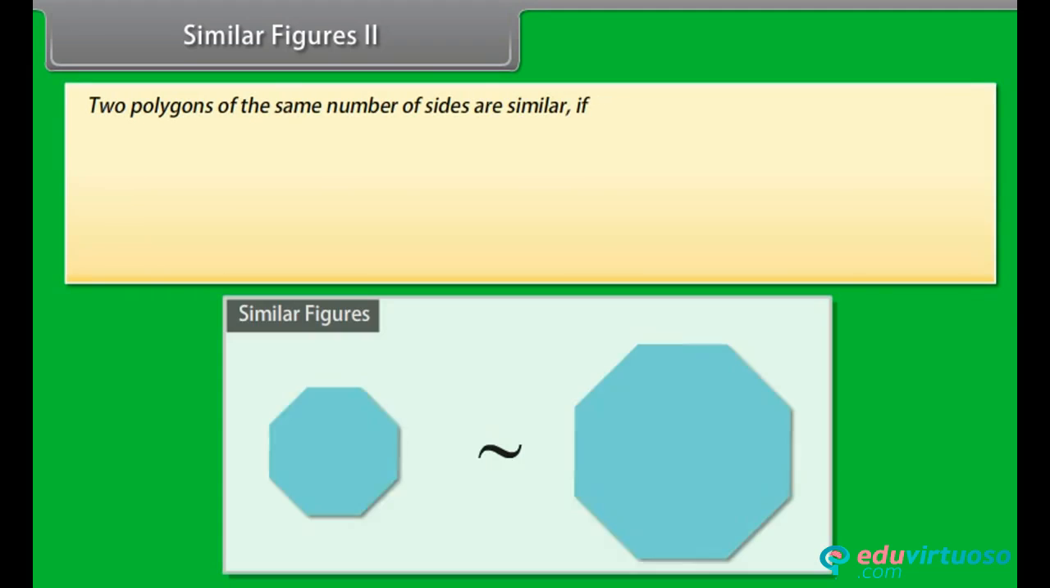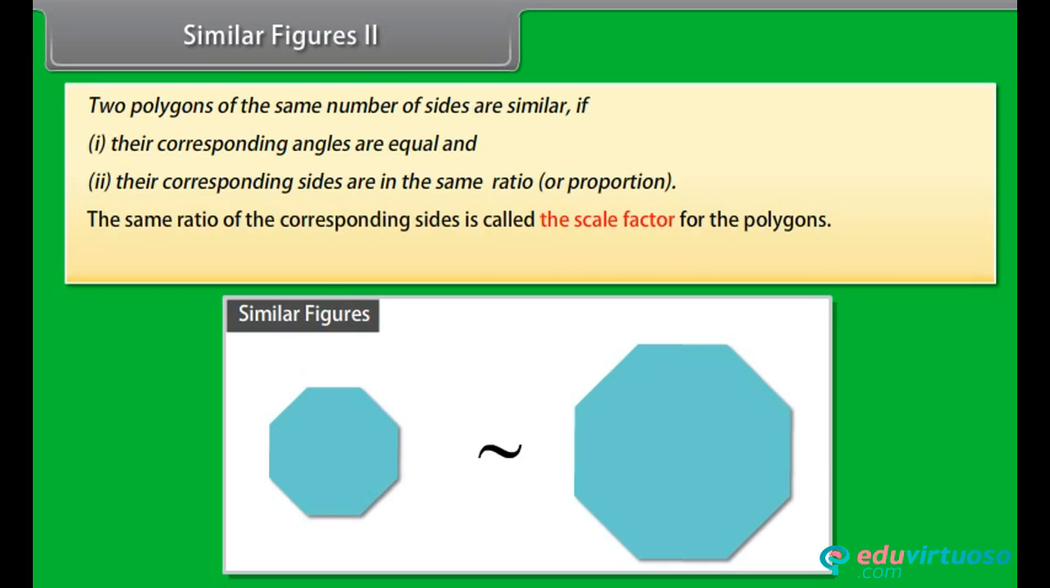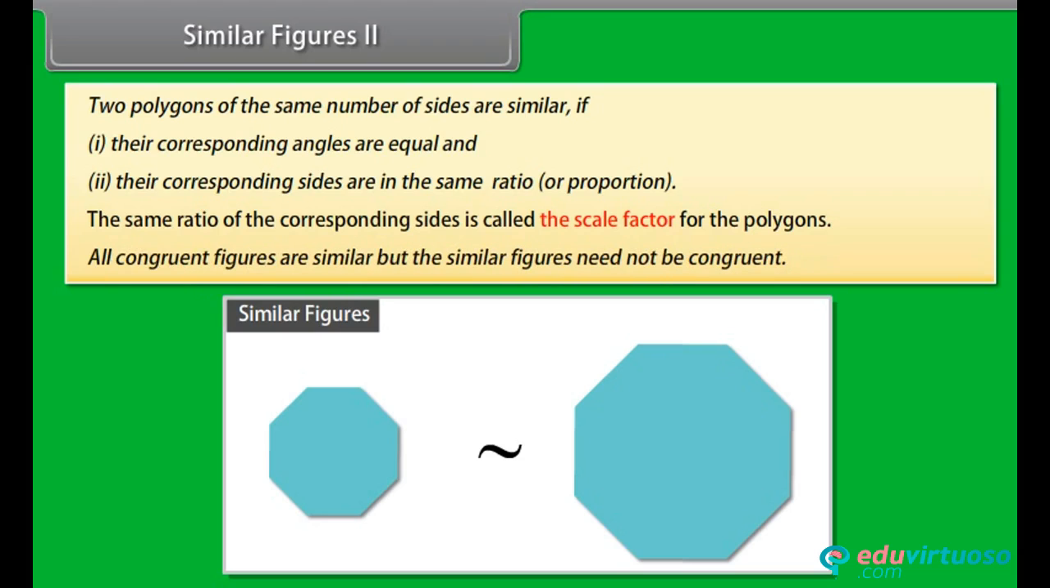Similar figures 2. Two polygons of the same number of sides are similar if 1. Their corresponding angles are equal, and 2. Their corresponding sides are in the same ratio or proportion. The same ratio of the corresponding sides is called the scale factor for the polygons. All congruent figures are similar, but similar figures need not be congruent.